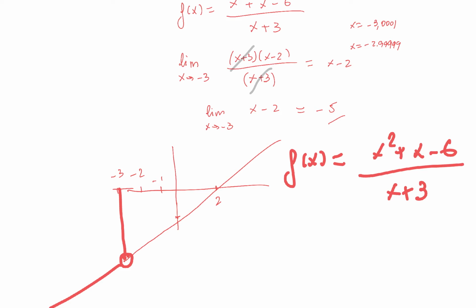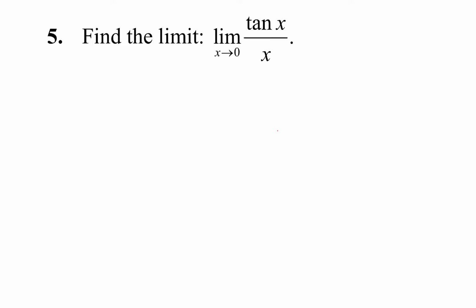Wow. Now, let's solve this problem. It's the limit when x tends to 0 of tangent of x divided by x. Now, when x is 0, the function f of x equal tangent of x divided by x is not even defined. What we are looking for is, what is the limit when x approaches 0?